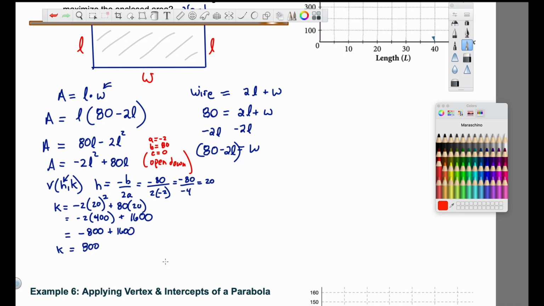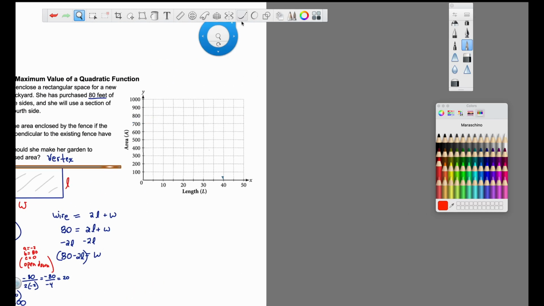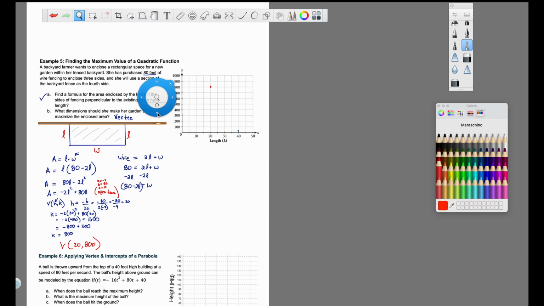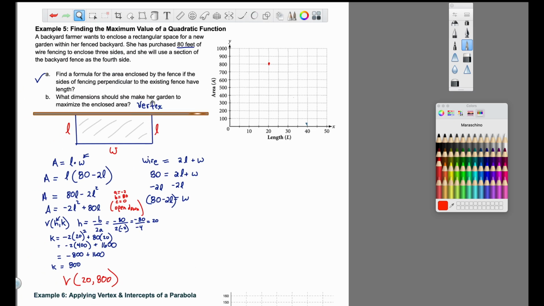So my vertex is 20, 800. All right, so 20, 800, that's right there. And let's see here. We really found the answer to the question, but I want to take it the next step here.